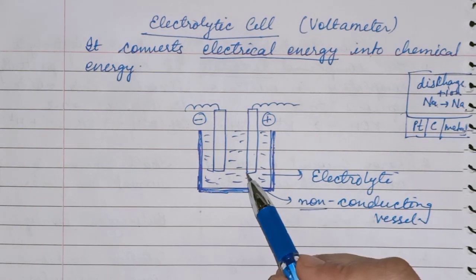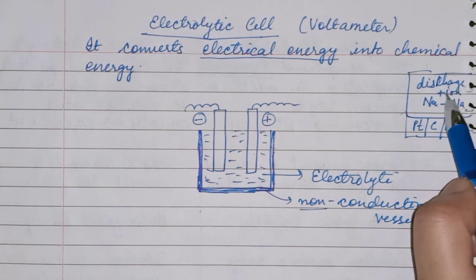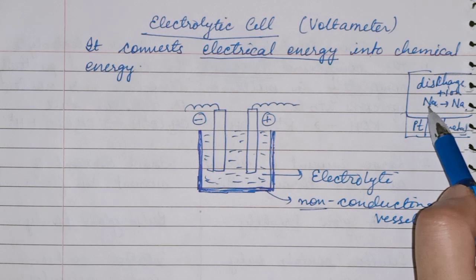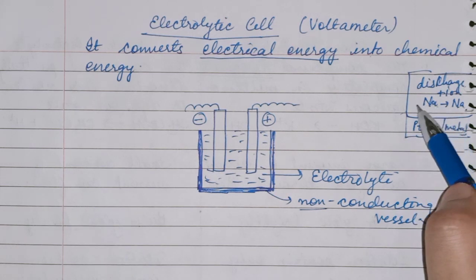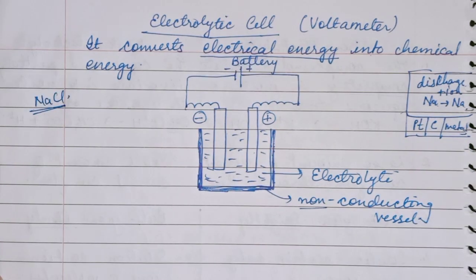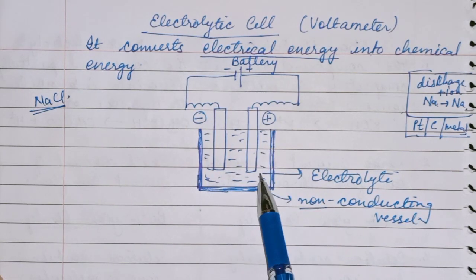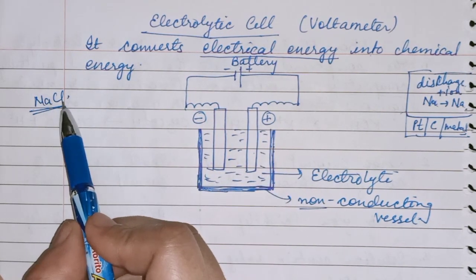What is the function of an electrode? To discharge ions. What is discharge? To remove the charge. Whatever charge is on the ion, its function is to remove that charge. Now let's understand how electrolysis takes place in this vessel. Let's take the example of NaCl.